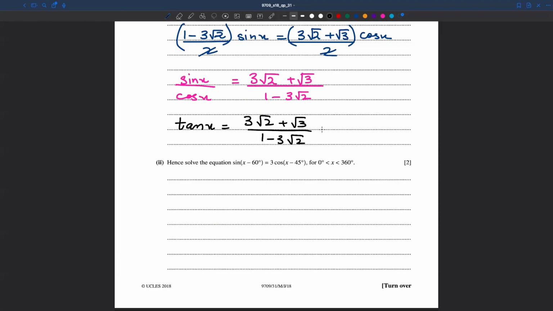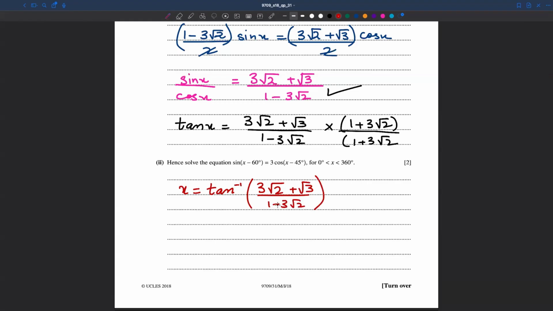In the mark schemes, they rationalize this. They multiply the numerator and the denominator by 1 plus 3 root 2, changing the sign of the denominator. But even if you leave the answer in this form, it is correct. Hence, solve the equation. All you have to do is tan inverse of this value. So x will be equal to, please put in the calculator, tan inverse of (3 root 2 plus root 3) upon (1 minus 3 root 2). What is the value?